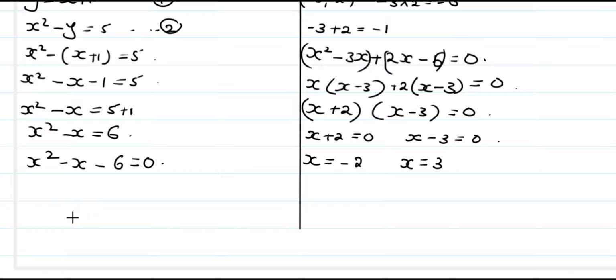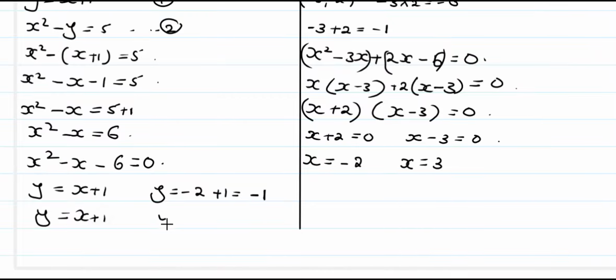So our y, we said y was equal to x plus 1, but I already know x. So in the first instance, when x is negative 2, y is equal to negative 2 plus 1, which is negative 1. Then when x is 3, y is equal to x, which is 3, plus 1, which is 4.